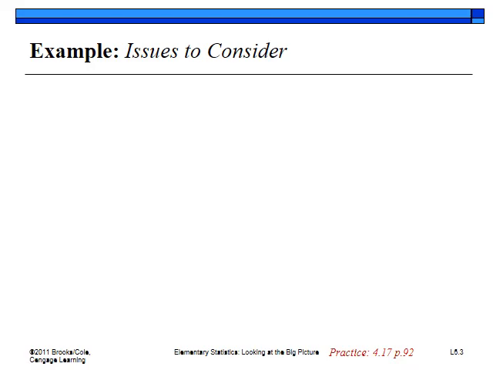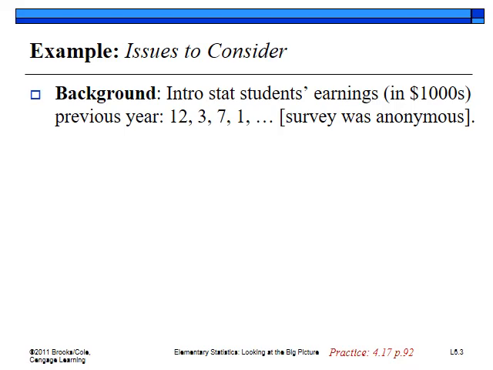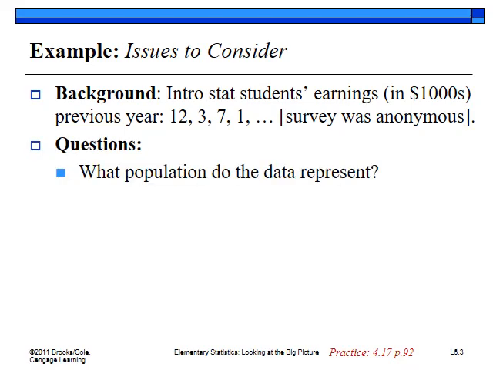Let's start with an example. This example comes from the student survey data, which you can download from Moodle. STAT students' earnings from the previous year, in thousands of dollars, begin with 12, 3, 7, 1, etc. And remember, this survey was conducted anonymously. What population did this data represent? Were these responses unbiased, do you think?